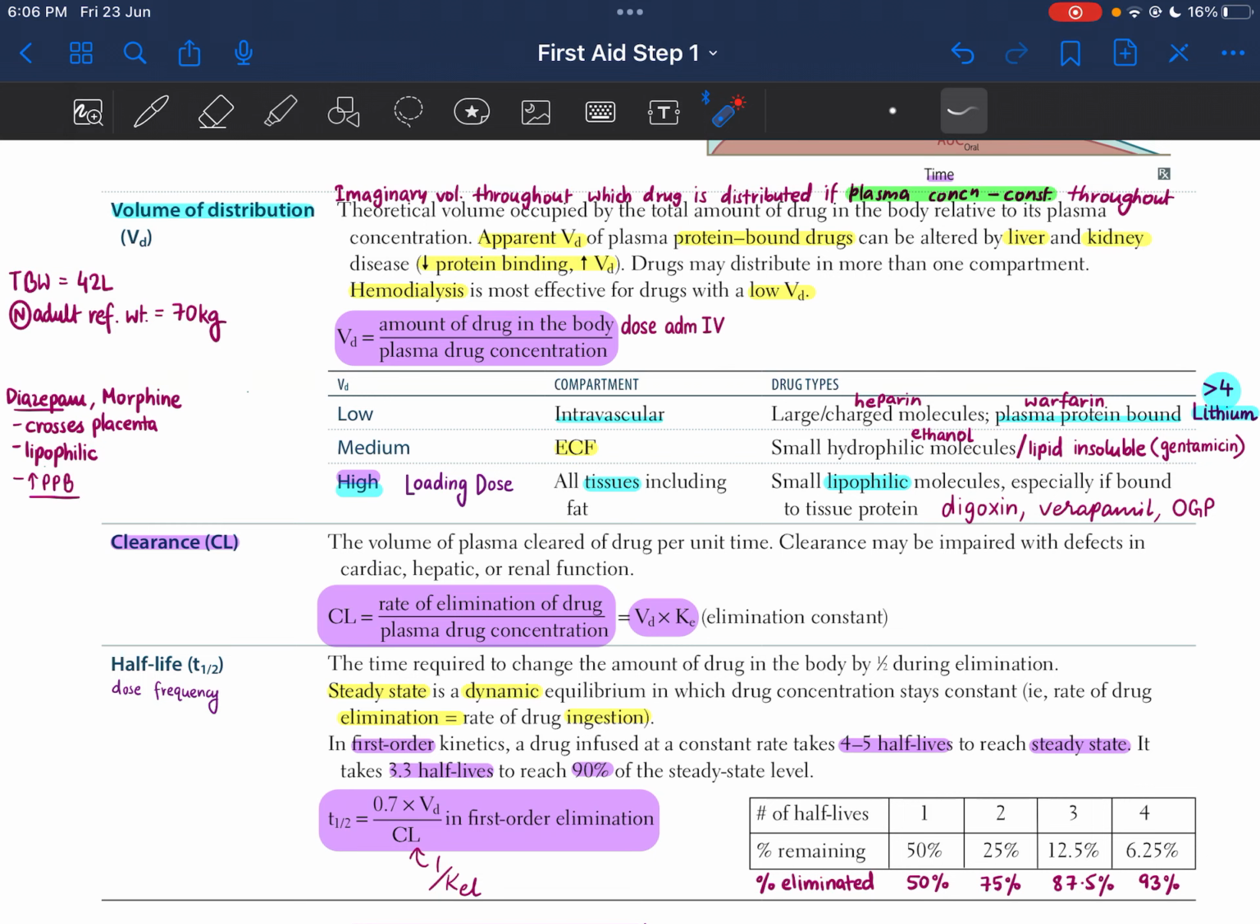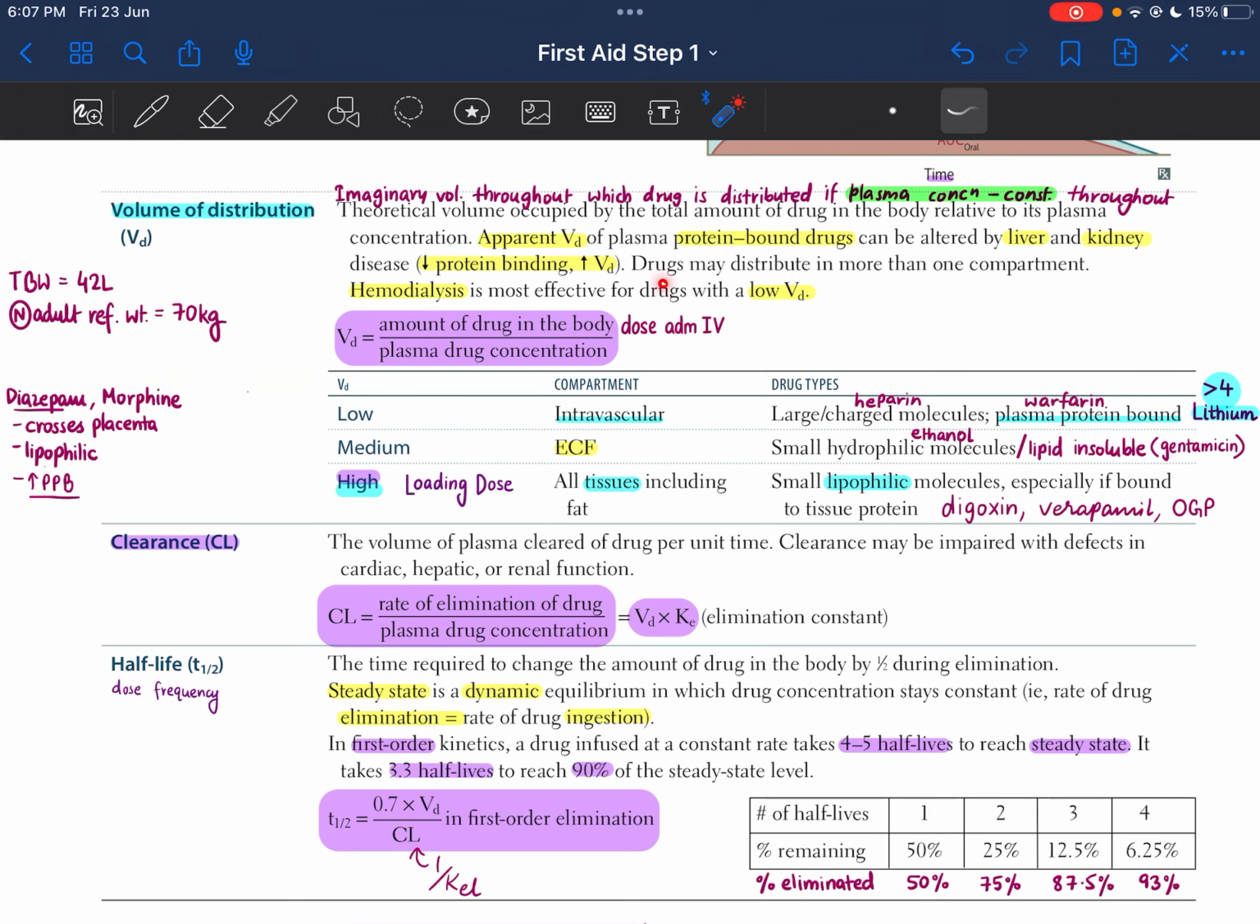Now apparent volume of distribution of protein bound drugs can be altered by liver and kidney. This holds a lot of significance because it is useful when you have cirrhosis or nephrotic syndrome and things like that. Now decreased protein binding will increase the volume of distribution. Why? Because volume of distribution is related to the plasma concentration, and protein binding doesn't directly correlate to plasma concentration. So this is how it can be altered.